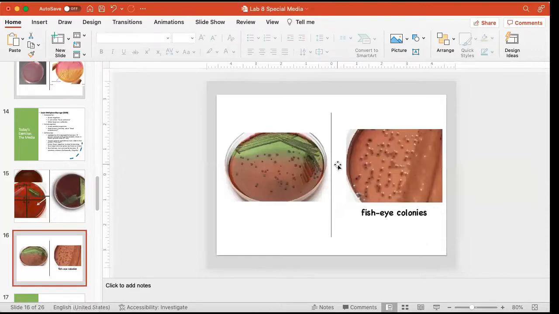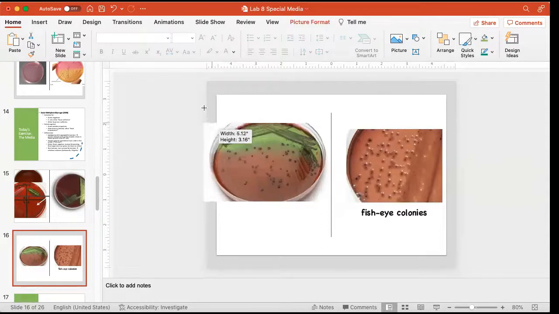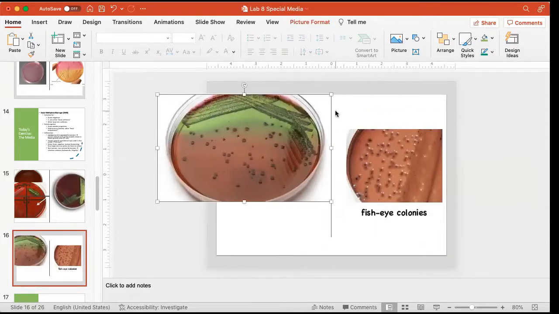Here's another EMB plate, just so you can see a couple of different ones. Notice on this plate, the green sheen is only really visible where the streaks were the heaviest. This is another quadrant streak plate. Remember, in the first quadrant, there's going to be lots of growth. In the second quadrant, there's going to be less growth. In the third, there'll be even less. And in the fourth, there'll be even less.